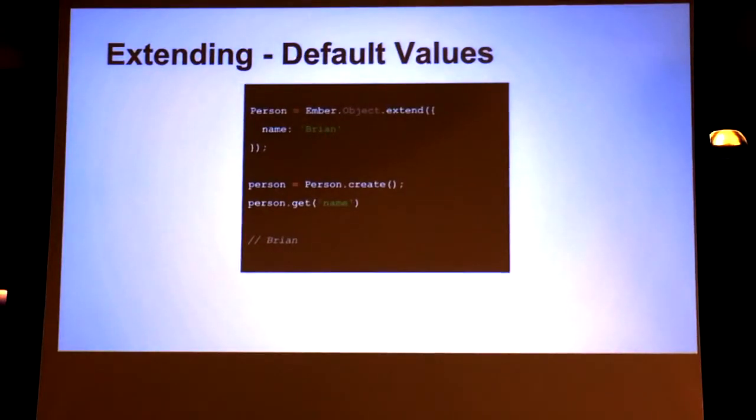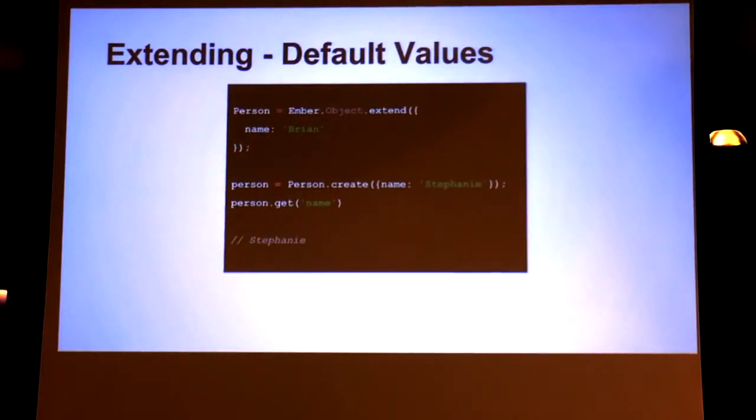Default value, I showed you a simple example from before. We can do that by passing the value in right there, or we can do it at point of creation. So if we're creating a new instance, we can pass it a JSON object with default values.